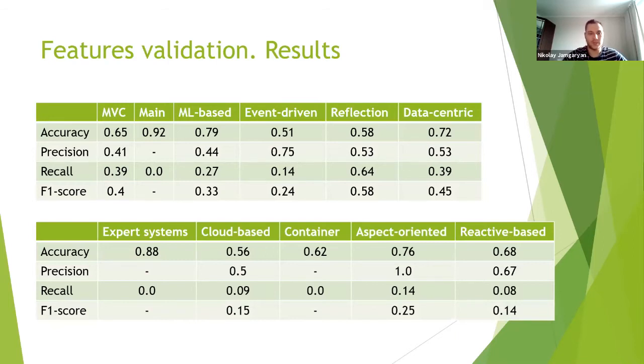So what can be seen from this picture? First of all, we got answers from the developers for 78 repositories. However, we did not manage to get any positive results for main and subprograms, expert systems, and container styles, which means that we have not validated the results of our research for these styles, and that more sophisticated methods have to be used.